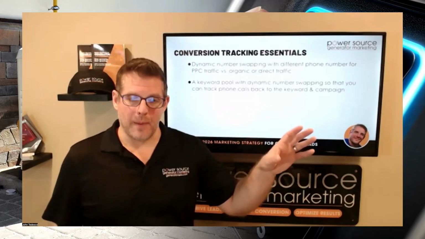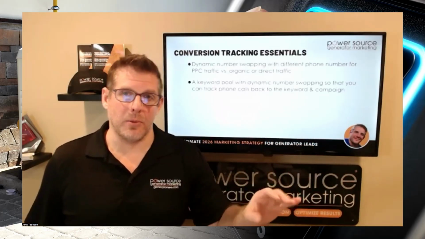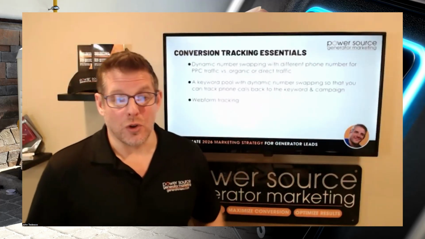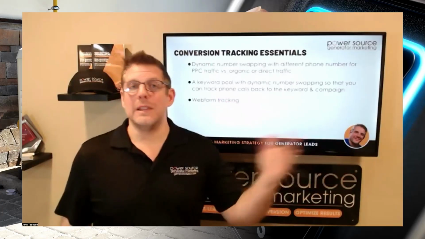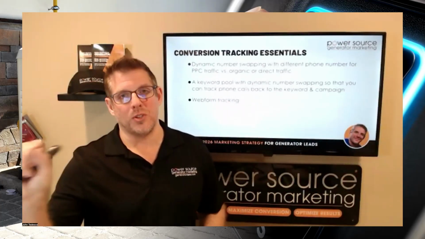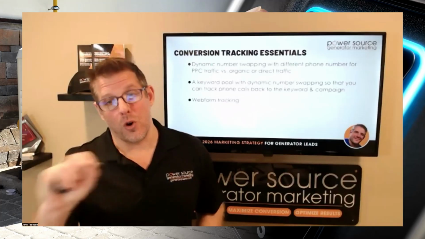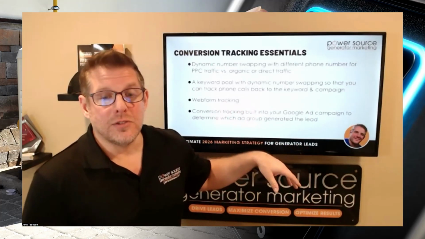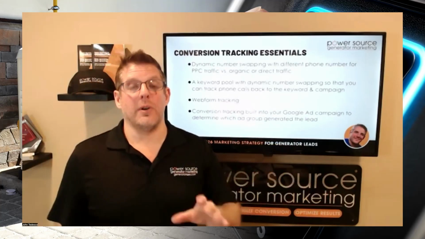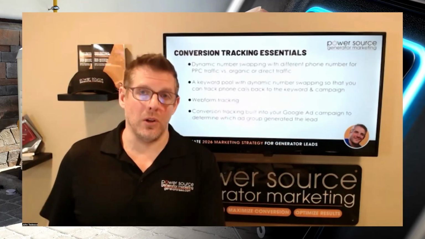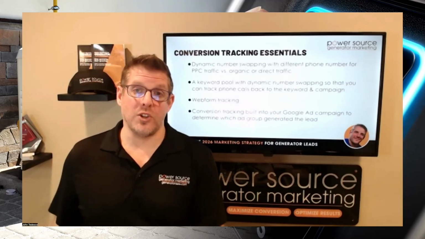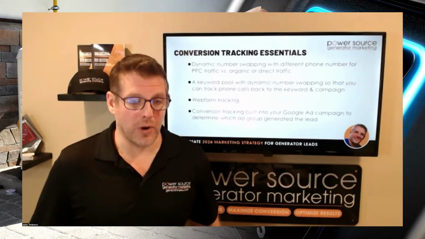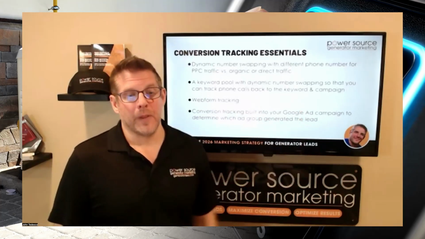So that's the number swapping, where CallRail will give you maybe 4 or 5 numbers you can put on your website. Get another specific number for Google Ads. And you could also use web form tracking. So when the form lead comes in, it tells you what the source was, whether your generator install landing page or your home page, things like that. And your conversion tracking in your Google ad campaign determines which ad group generated the lead. Google will actually give you that data, telling you which ad actually brought that lead in, so that you can track and build an ROI dashboard and have all of that figured out.